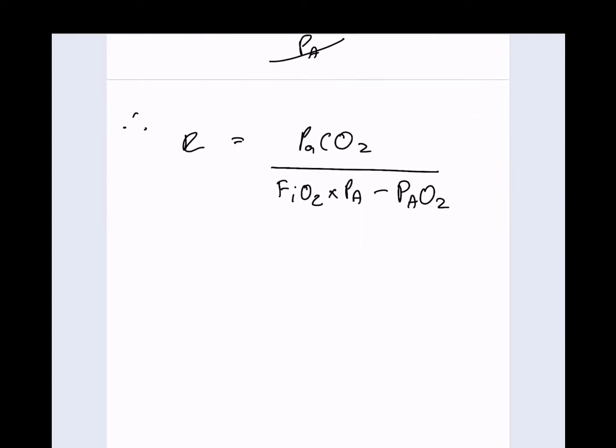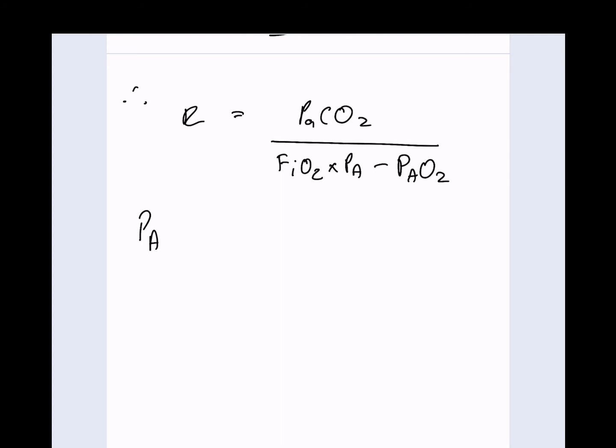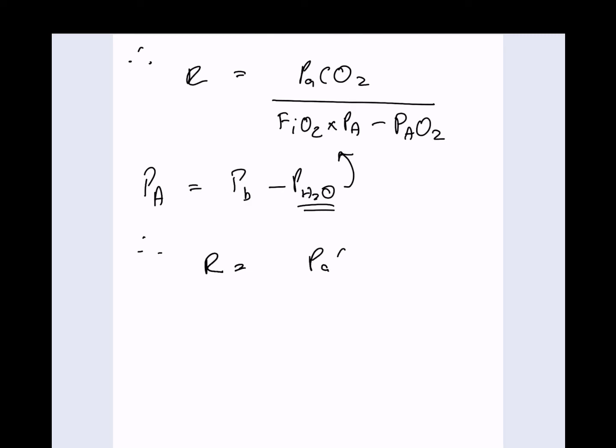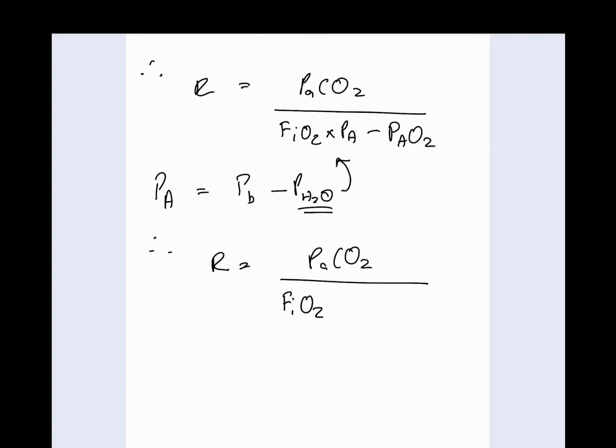Now what's the pressure within the alveolus? Well, the pressure within the alveolus is simply the barometric pressure, right, minus the water vapor pressure. Remember, that's where the gas occupies now. It's been fully saturated by water, so we need to account for that. So if we put this into here, then we get R equals to PaCO2 upon FiO2, barometric pressure minus the water vapor pressure. Remember, at 37 degrees, it's 47 millimeters of mercury, minus the alveolar partial pressure of oxygen.